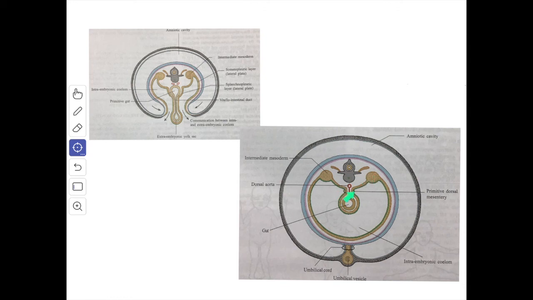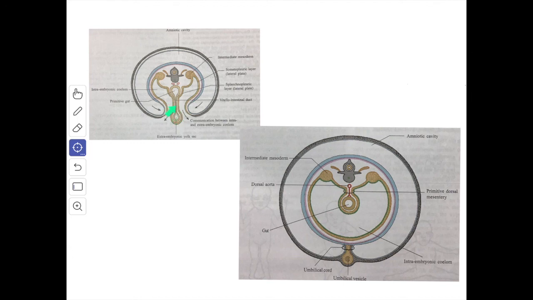So this is the primitive dorsal mesentery. On each side of the primitive dorsal mesentery, the intermediate mesoderm projects into the coelom. So the intermediate mesoderm now lies in a position for the subsequent development of the urinary and the genital system. At first, the intra-embryonic coelom communicates with the extra-embryonic coelom in the umbilical cord around the vitelo-intestinal duct.